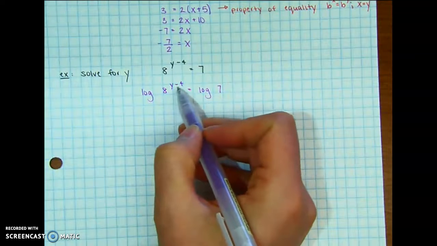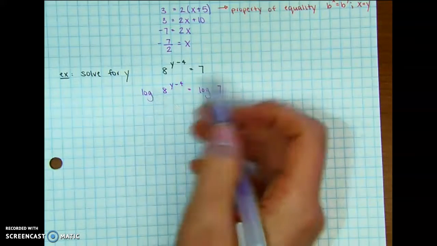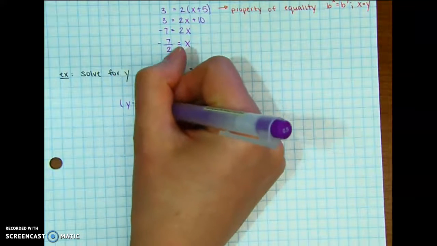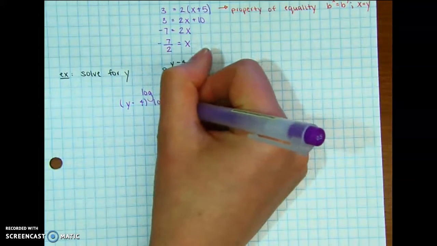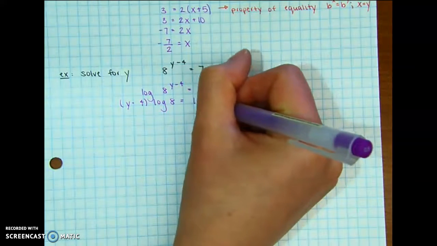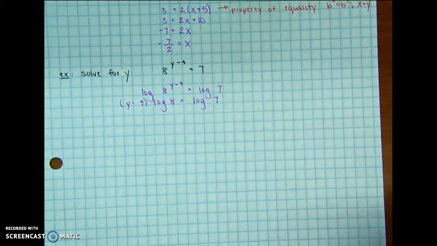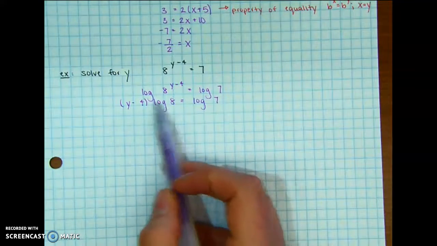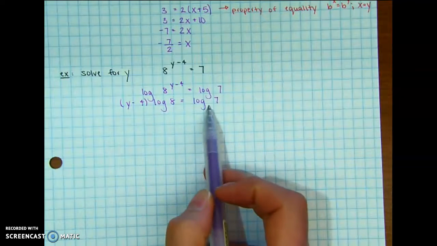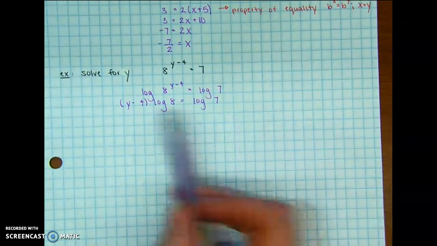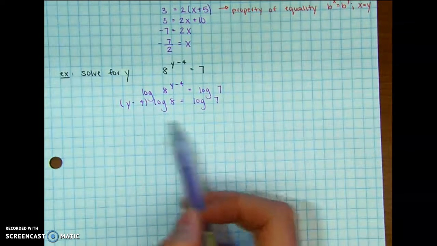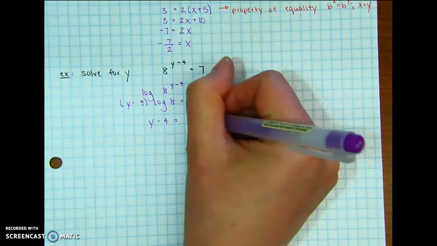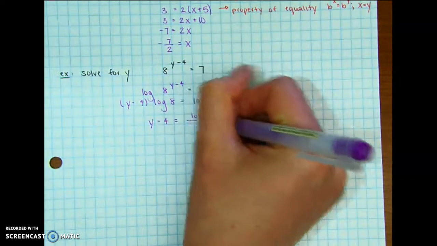Anyways, so I don't want this up here, so what I'm going to do is use the power property for logs and bring that y minus 4 down here. And I have y minus 4 times log of 8 equals log 7. And then I want to get this by itself, and right now it's all being multiplied by log of 8, but if I just move this to the other side, then it'll be alone. So because we're multiplying, I'm going to divide. So then we get y minus 4 equals log of 7 divided by log of 8.